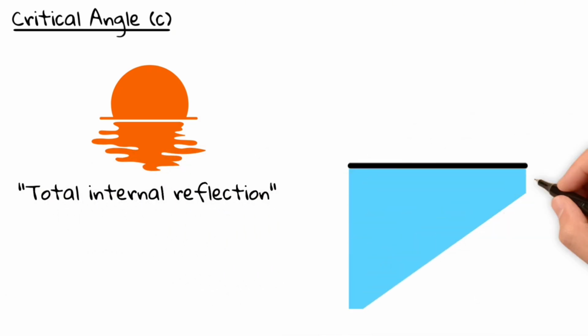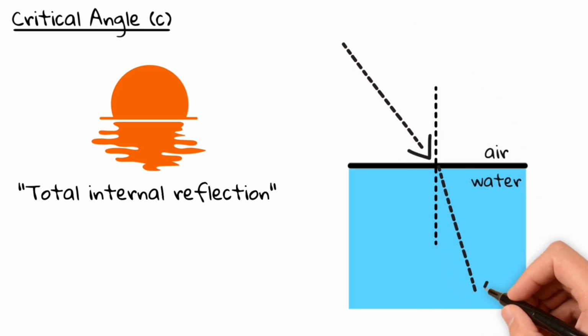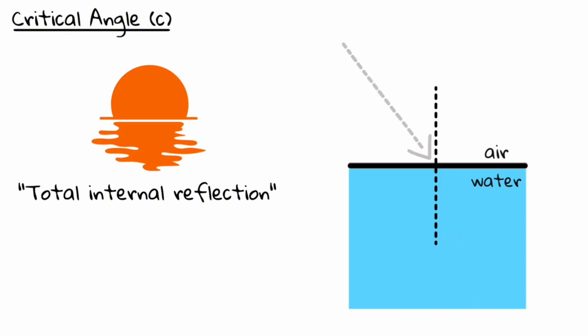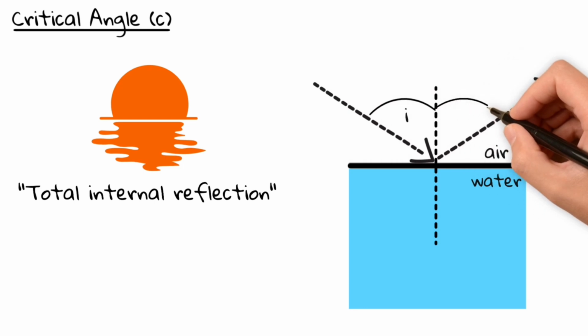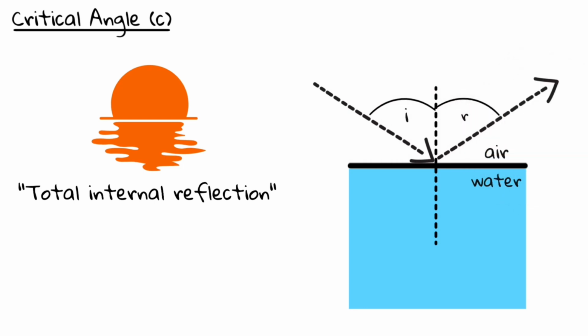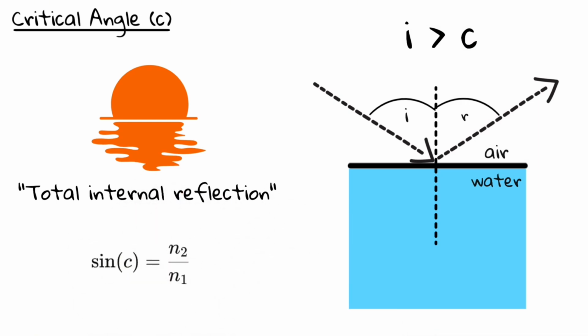When light travels from a less dense material into a denser material, like air to water, it bends towards the normal. If the angle of incidence is large enough, light doesn't enter the water at all. It reflects instead. This happens when the angle of incidence reaches the critical angle. To find the critical angle, we can use the following formula.